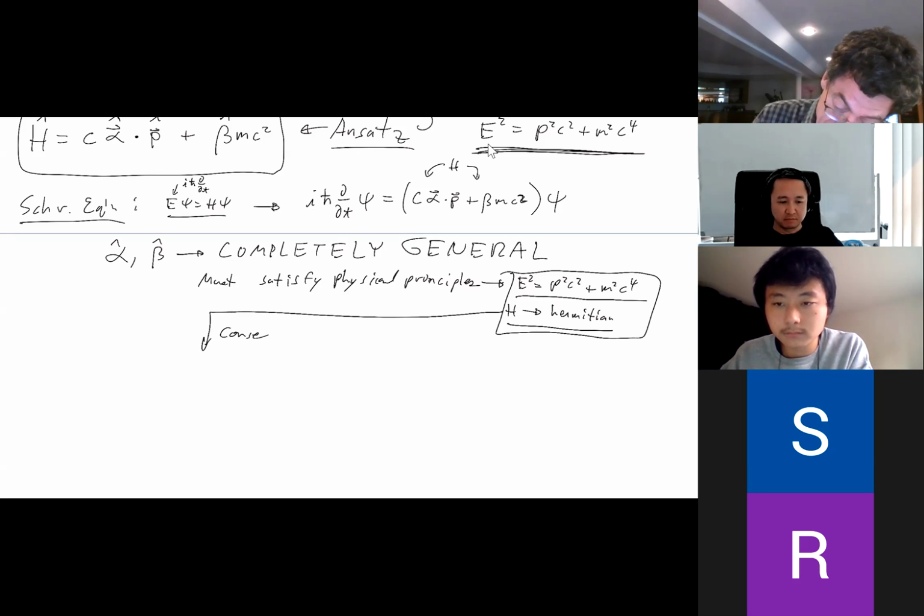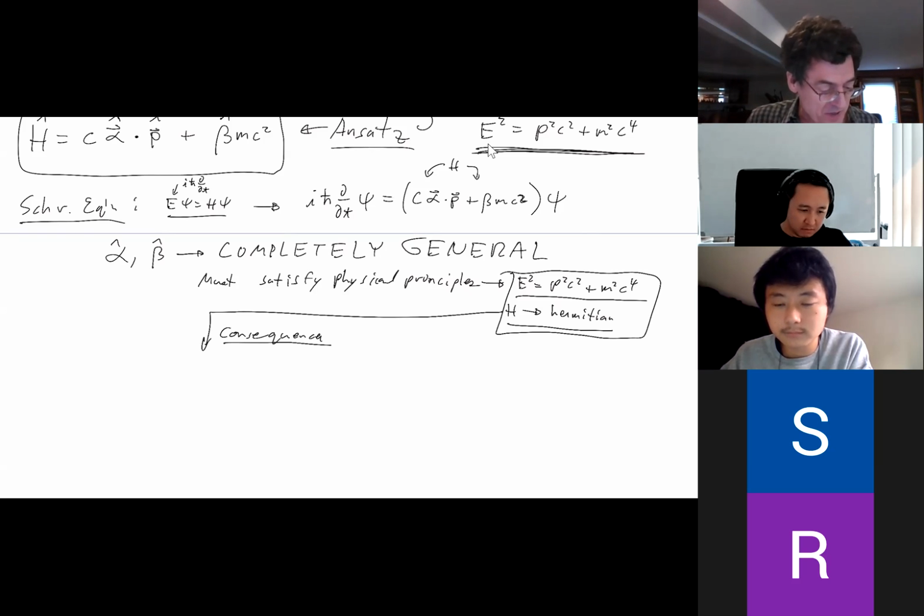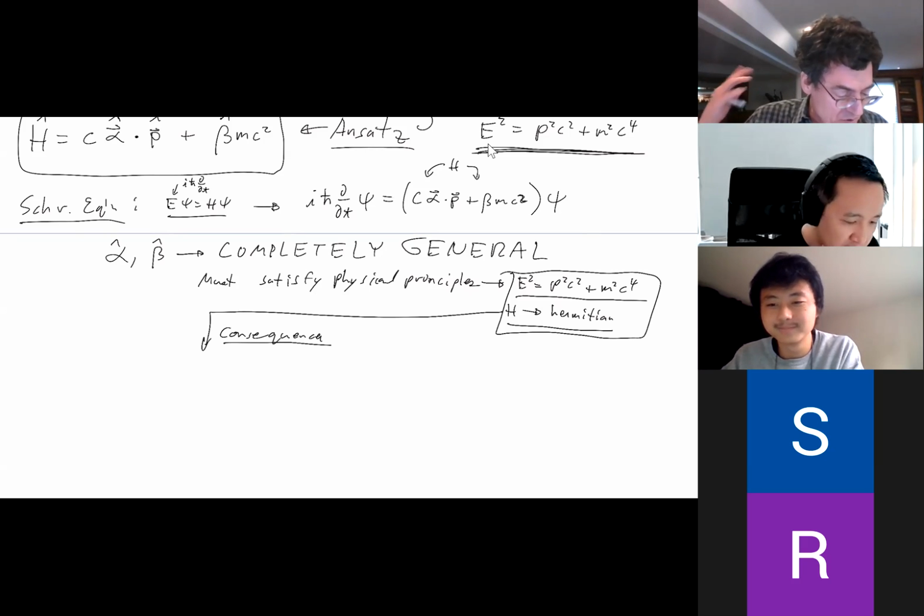Consequences. And I'll tell you right at the onset, the consequences of these physical principles is that we're going to get spin and we're going to get antiparticles, okay? But to see where that comes from is a little bit of work. So let's do that work.